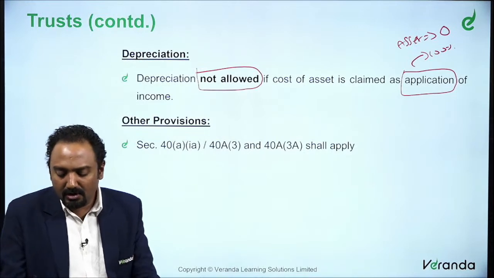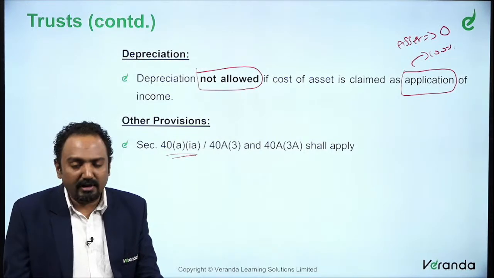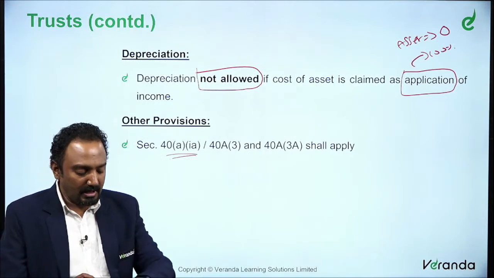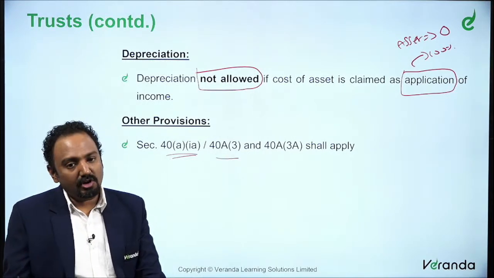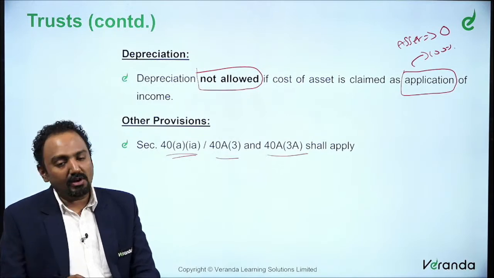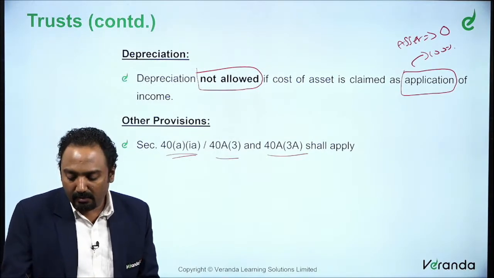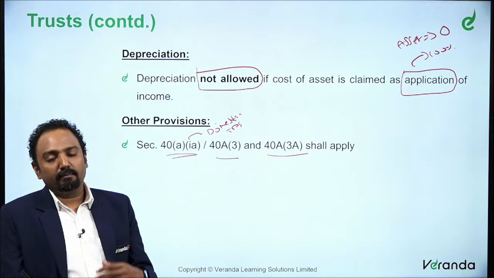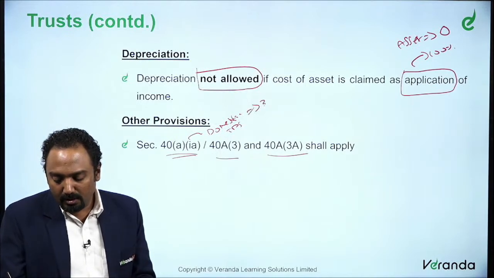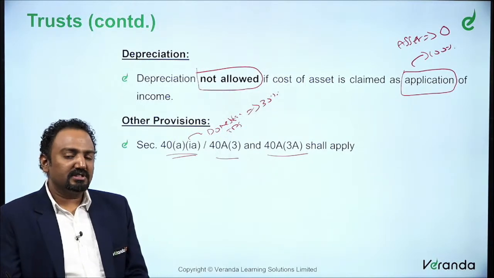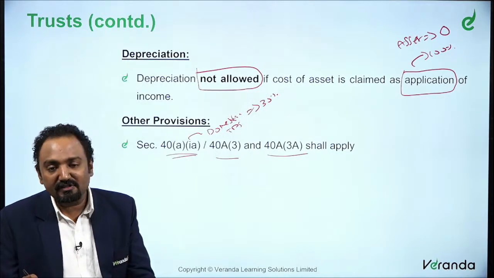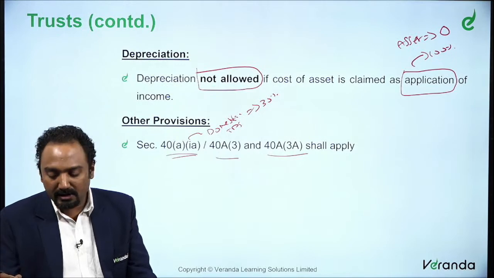And among other applicable provisions, section 40 clause A subclause 1A will be applicable to this provision. Similarly, 40A3 will also be applicable. So what is 40A1A? It is domestic TDS, right? It is the 30%. We discussed the 30% in profits and business. In the TDS chapter we discussed that 30% of such expenditure will be disallowed and will be allowed in the year of payment.